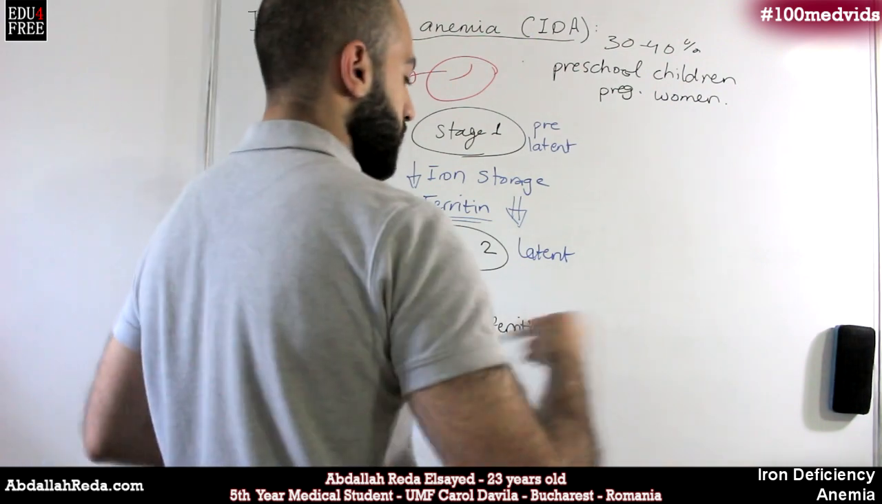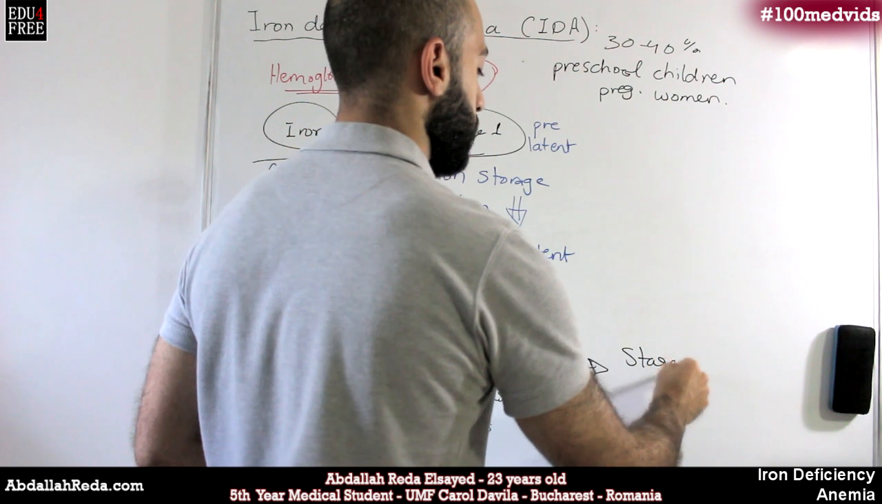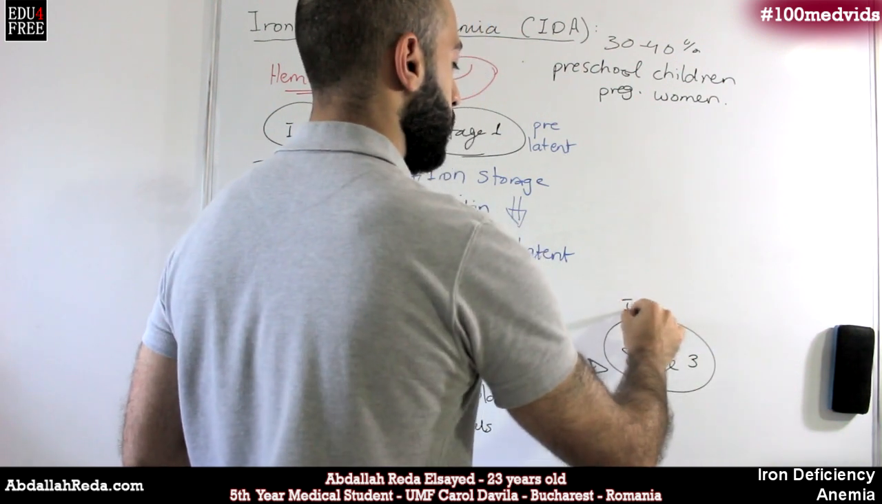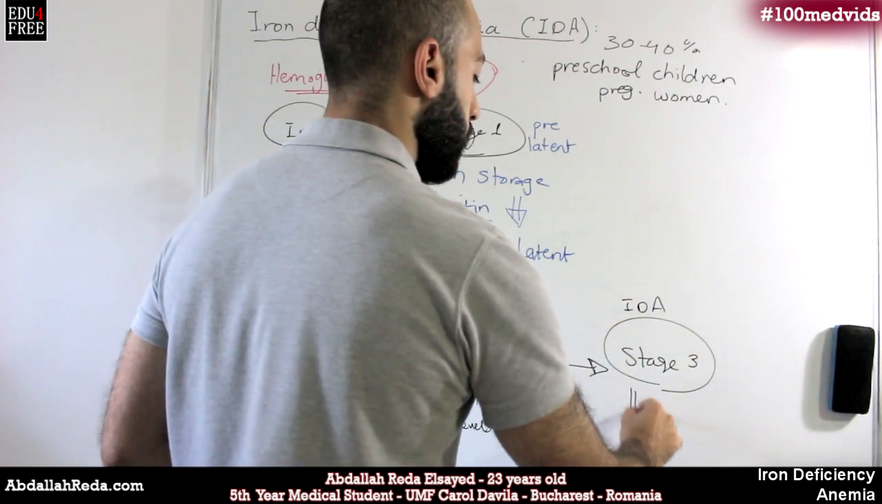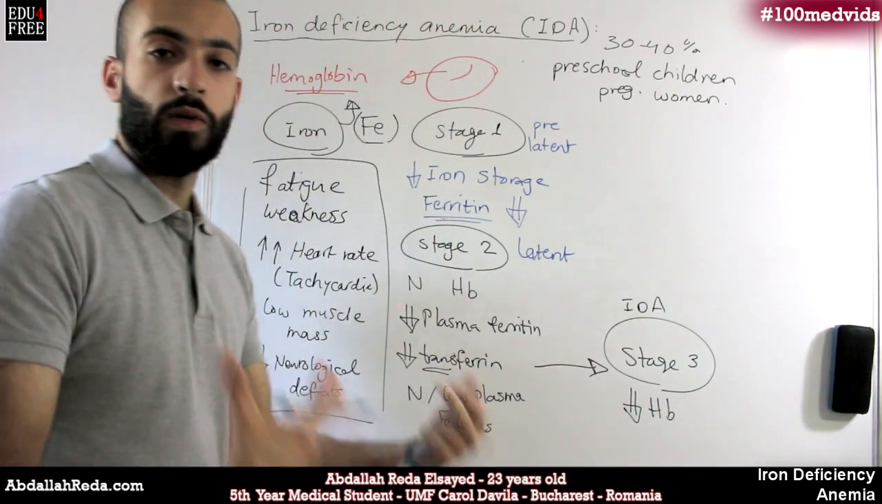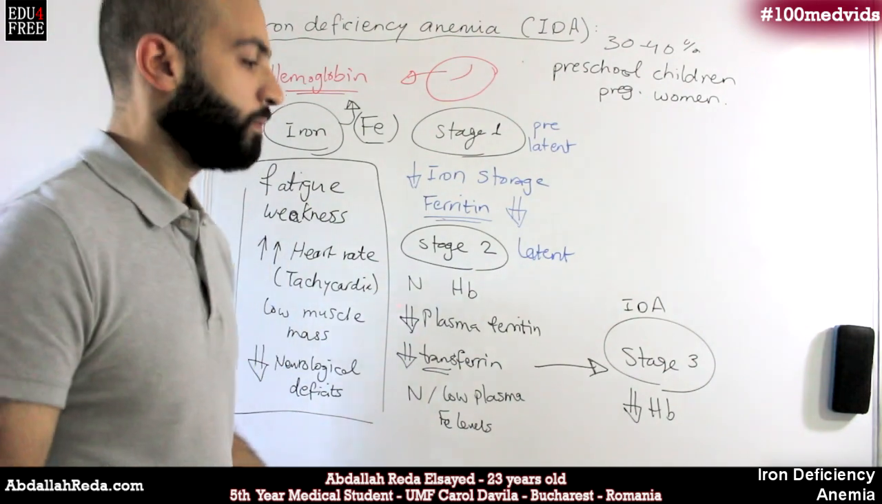The third stage, which is the final stage, is the iron deficiency anemia stage, where we have low hemoglobin levels, and the anemia is properly manifested and is not latent anymore.